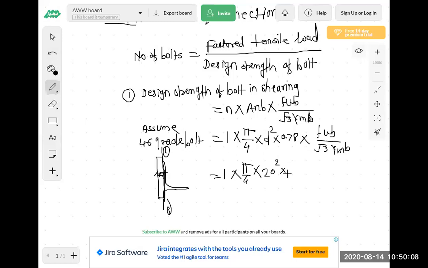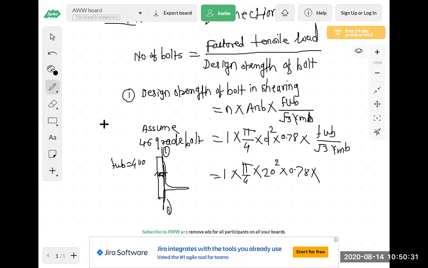D naught into 0.78 into FUB. What is FUB? FUB is the ultimate tensile strength of the bolt, and that depends upon the grade of bolt. So we have assumed here a 4.6 grade bolt. So for a 4.6 grade bolt, FUB is 400.